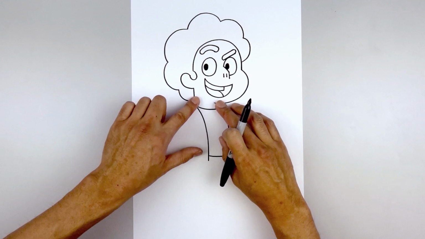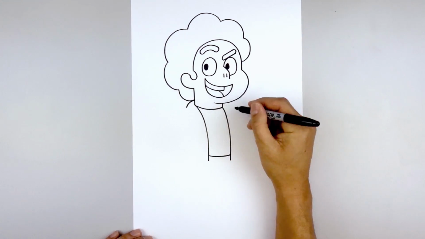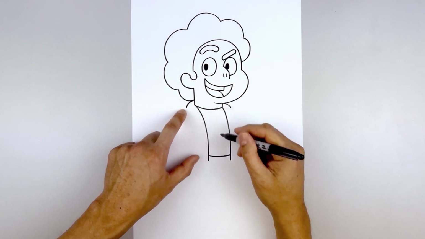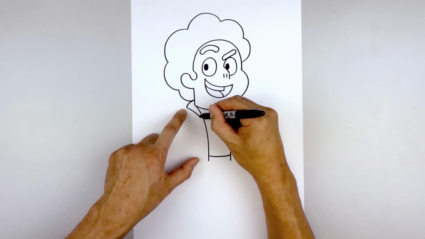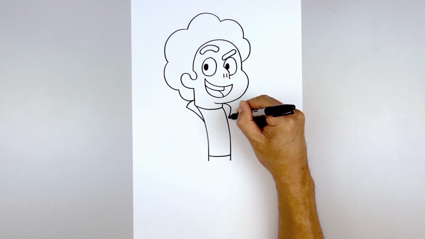Let's move back to the top and draw the jacket collar. Starting at the side of the neck, curve out and then down. Underneath the chin, we'll go in the opposite direction. Now on the left side, I'm going to curve in and then down towards the inside of the jacket. On the right side, we'll curve down and then in.